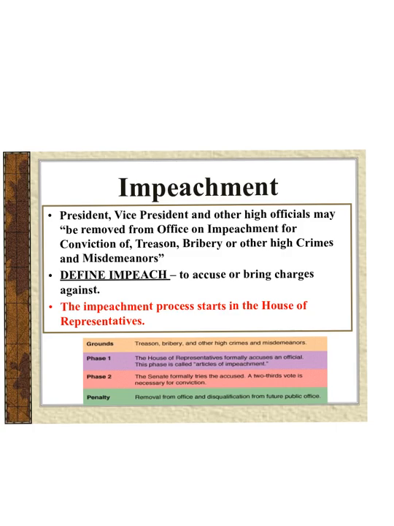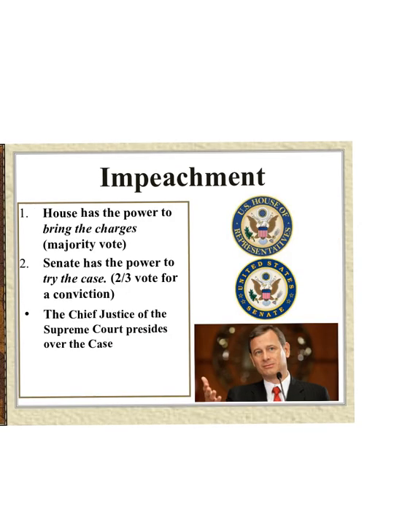Impeach means to accuse or bring charges against. The impeachment process starts in the U.S. House of Representatives. With impeachment, the U.S. House has the power to bring the charges with majority vote. The U.S. Senate serves as the jury and they try the case. You need a 2/3 vote in the Senate for conviction. The Chief Justice of the Supreme Court presides over the case.